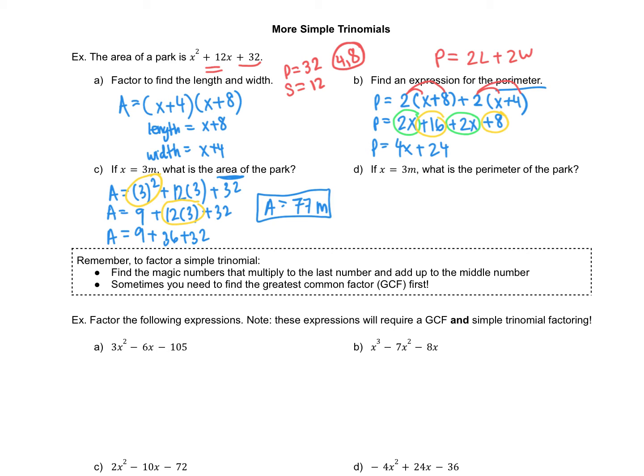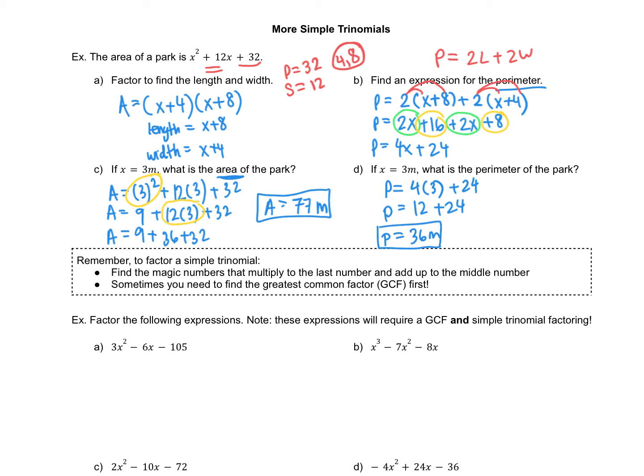All right, the next one, if x equals 3 meters again, what is the perimeter? So I'm going to go to my nice simplified perimeter expression. So instead of 4x, I'm going to write 4 times 3 and then plus 24. And here all we have is a multiplication and an addition, and we know multiplication comes first. So 4 times 3 is 12, and then 12 plus the 24 is 36 meters.